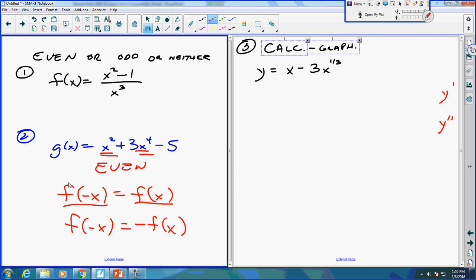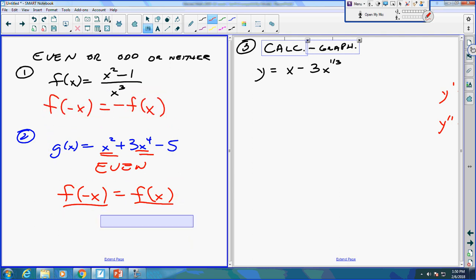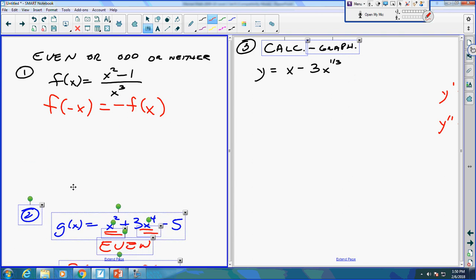My guess is a lot of people are going to screw number 1 up. The answer is number 1's odd. And I think a lot of people are going to say neither. All right, number 1 is odd. And I'm going to just take the odd function up here, and we're going to prove it, okay? And I'm going to move this one down.